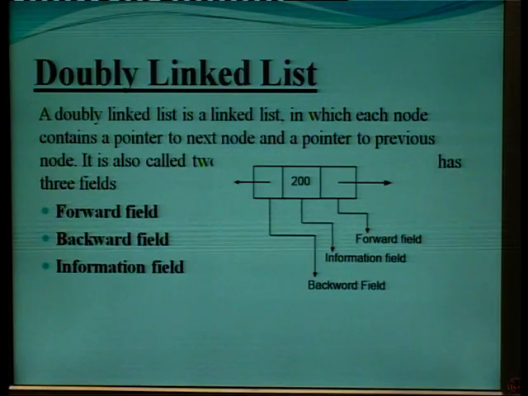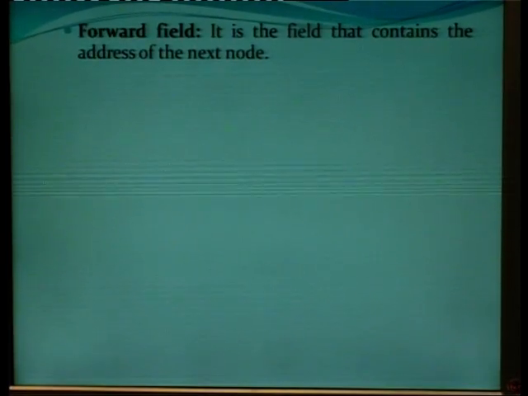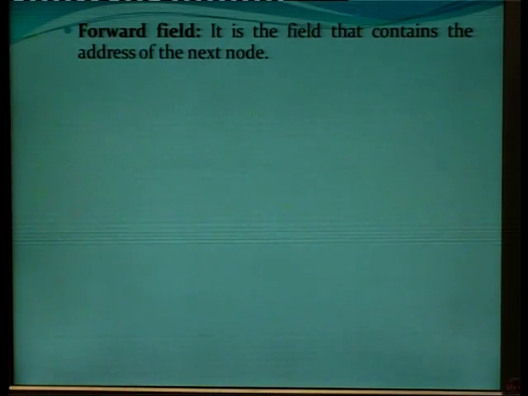As in the example, first is the backward field, which stores the address of the previous node from which it is connected, whichever the memory location where the previous node is stored, it stores the address of that node. 200 is information. Forward field stores the next node's address. In memory location, wherever it is stored, it stores the address and directly points to the next node of the doubly linked list. So the forward field is the field that contains the address of the next node in a linked list. Whichever is the next node, it stores the address and points directly to that node.